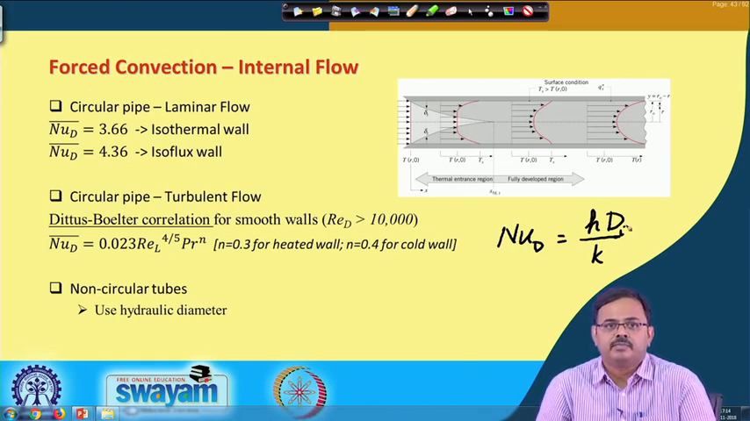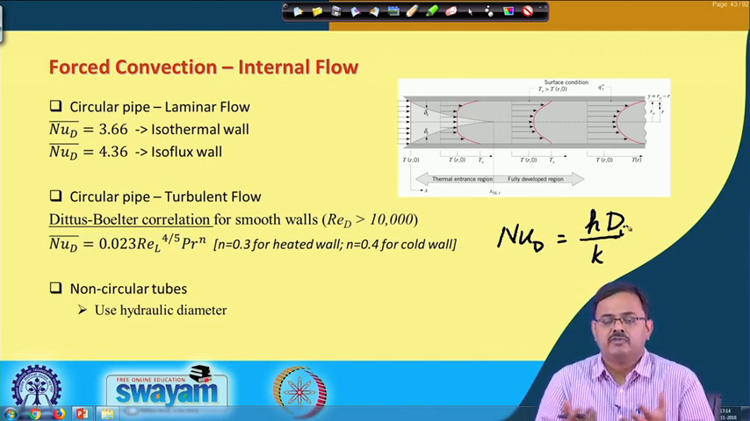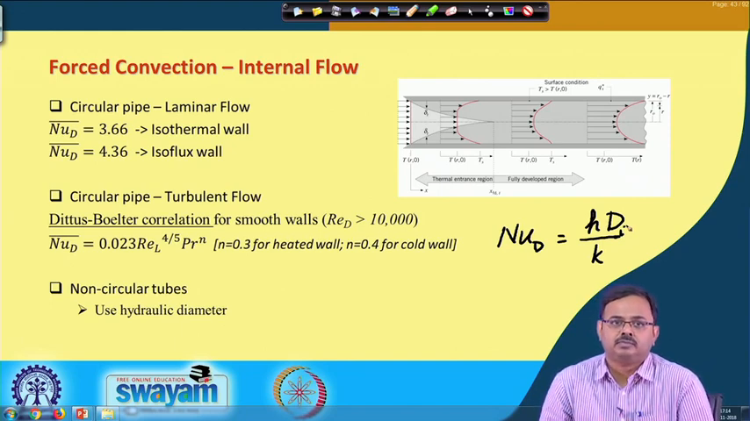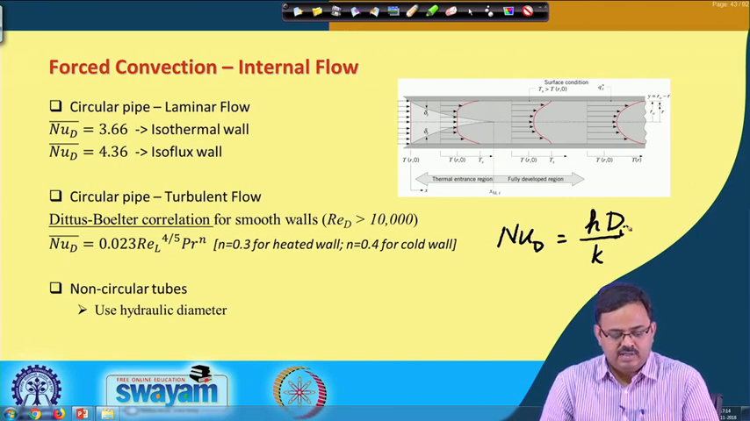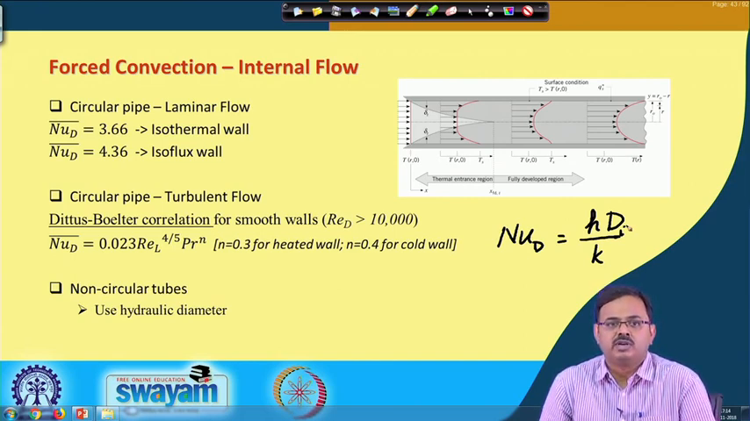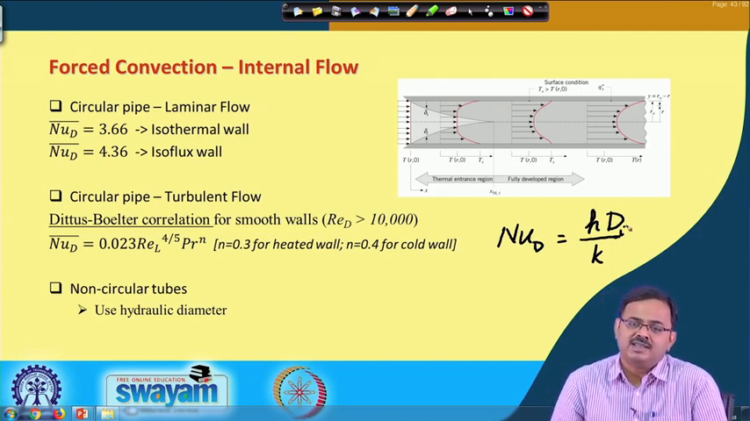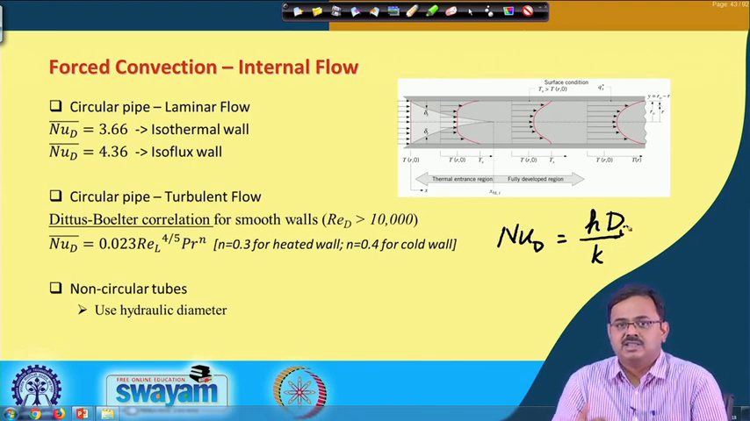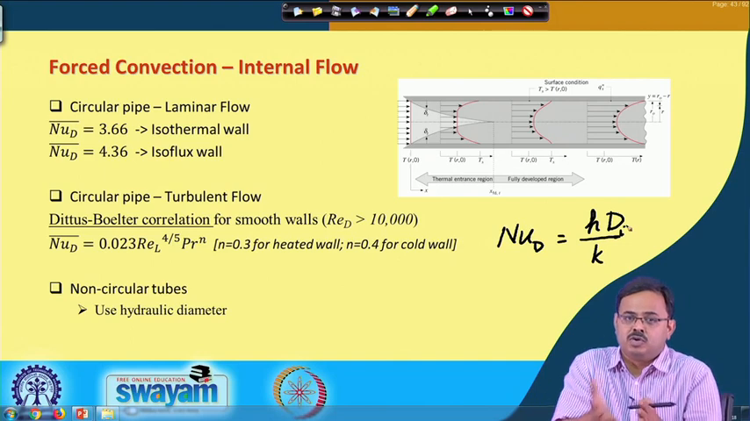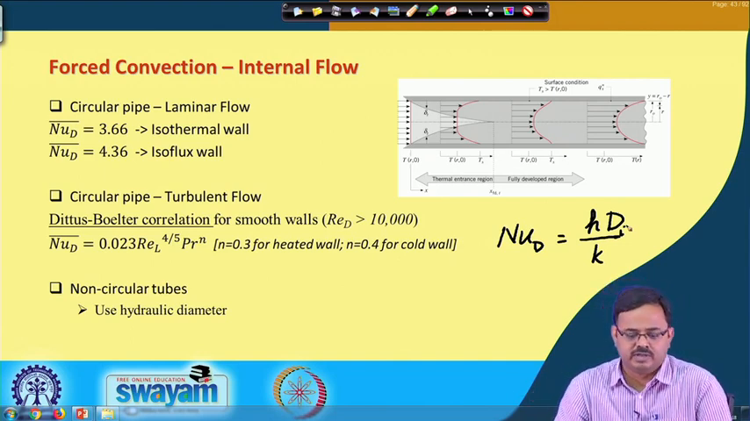3.66 and 4.36, whether it is isothermal boundary condition, which is constant temperature, or isoflux boundary condition, which is constant heat flux. It is for laminar flow. If it is a turbulent flow, then the Nusselt number, this is a very famous correlation called Dittus-Boelter, 0.023 Reynolds to the power 4/5, Prandtl to the power either 0.3 or 0.4, depending on if the wall is heated or if it is cooled. So, whether it is heat being transferred from the heated wall to a colder fluid, or whether it is the wall getting heated up because a hot fluid is flowing through it.